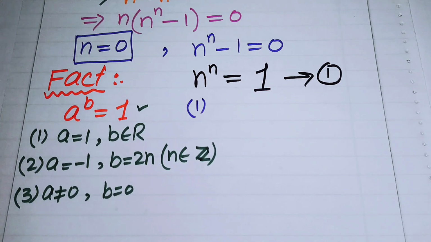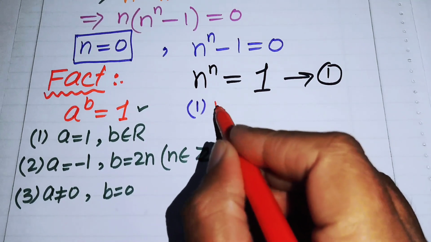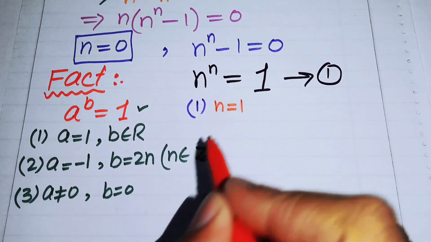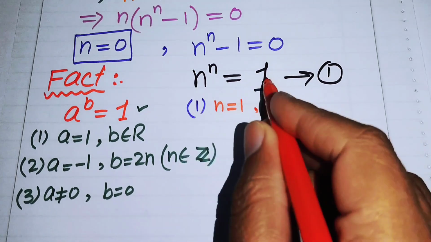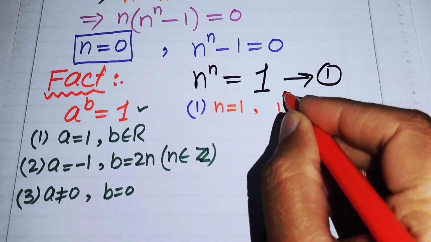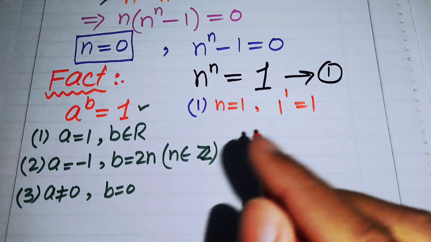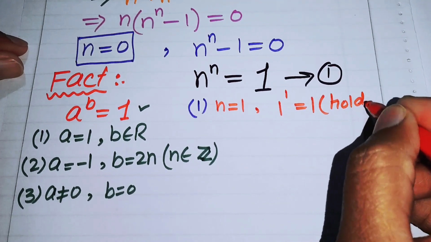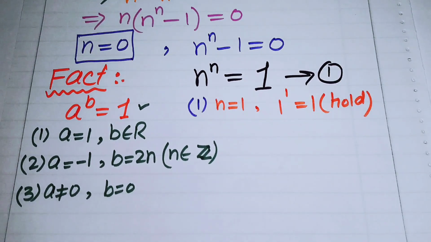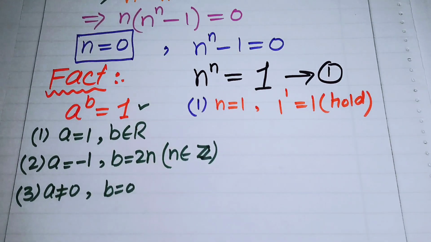So here, if I take n equals 1 and put it in this expression, then you get 1 to the power of 1 equals 1, and you will see that it holds, or is satisfied. So n equals 1 is a solution of this equation.